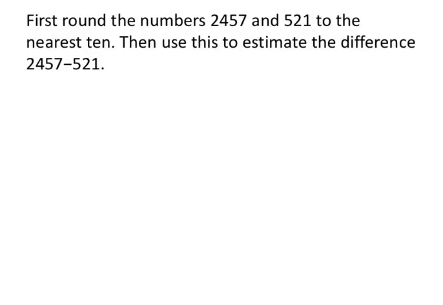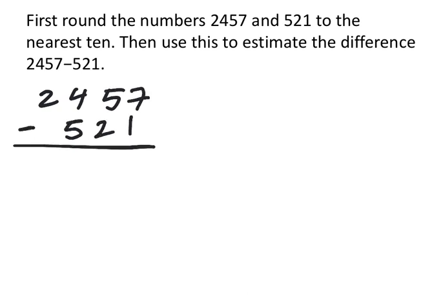This next example wants us to round to the nearest 10 and then do the subtraction, right? Which is our estimation here. Let's look at this. If it were stacked regularly, it'd be 2,457 minus 521 like this, okay? But let's do our front-end round. Sorry, not front-end this time. It's just rounding to the nearest 10, right?